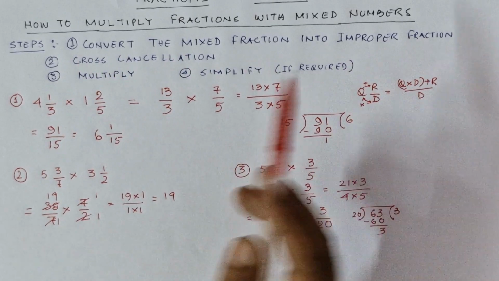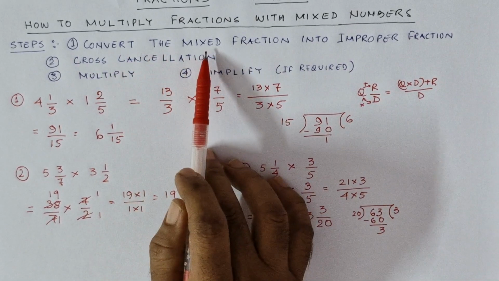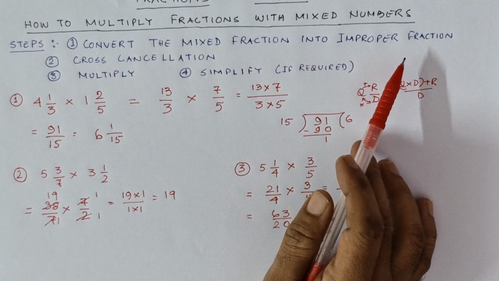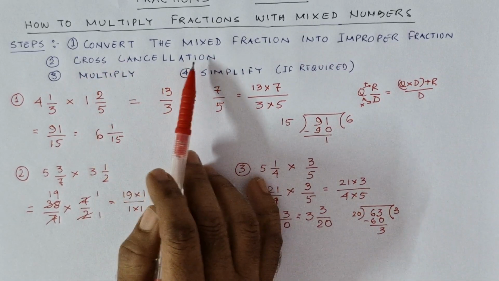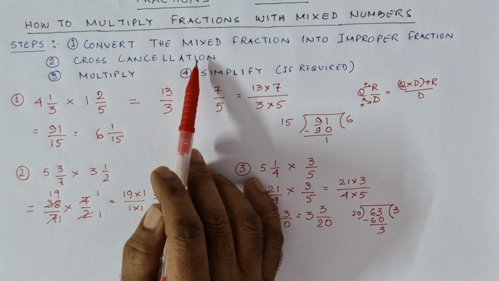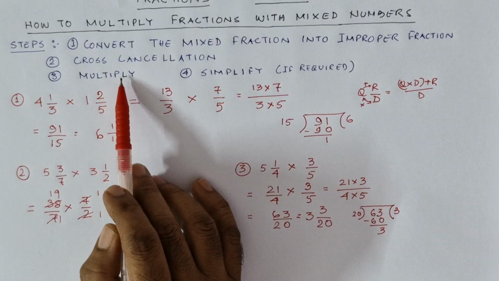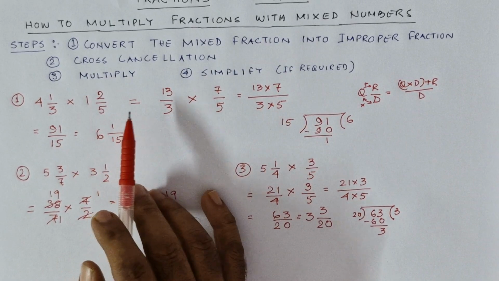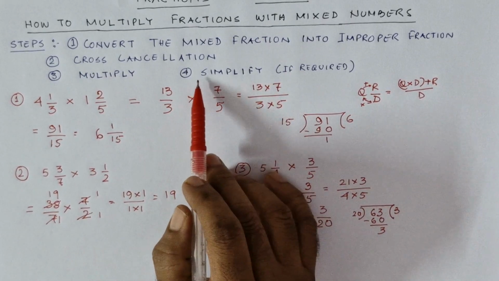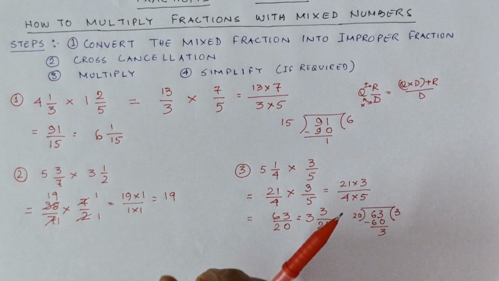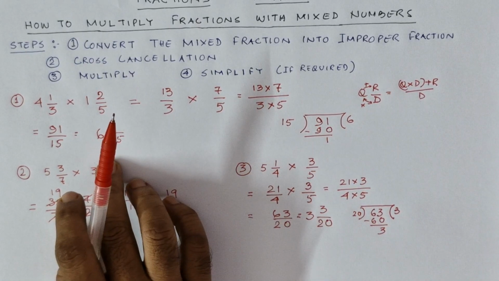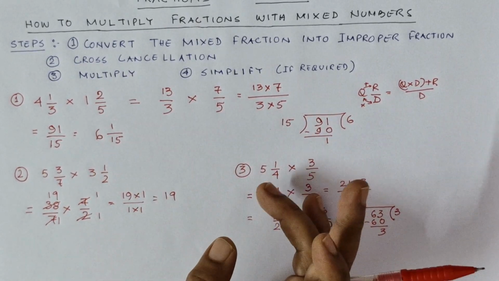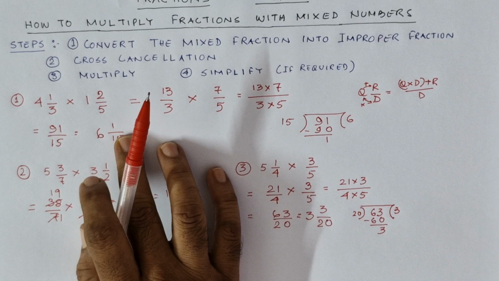Always follow the steps. Again, let's recap. Convert the mixed fractions into improper fractions. Then go for cross cancellation if possible. Then multiply the numerators and the denominators. Then simplify if required. Then, if there is an improper fraction, again reconvert it into a mixed fraction.